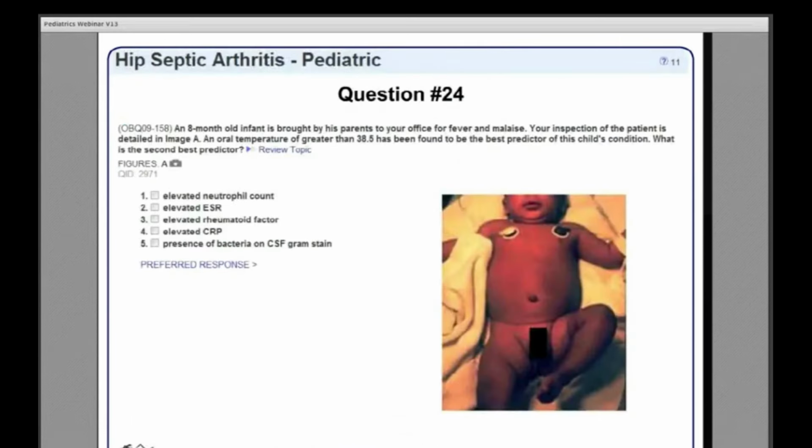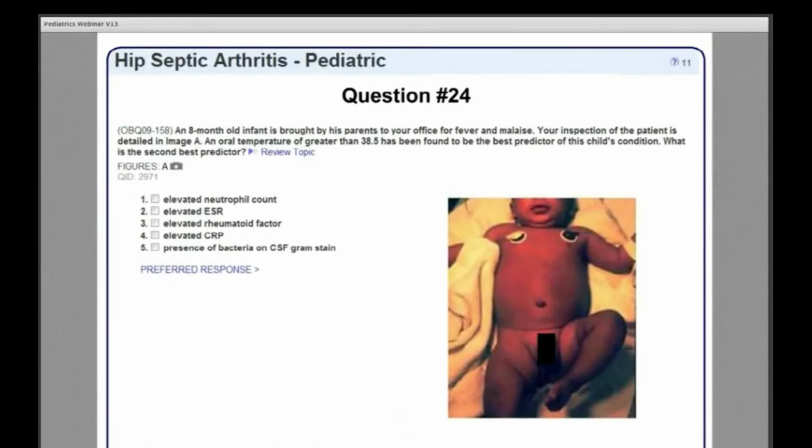The next topic is septic arthritis of the hip. An 8-month-old infant is brought by his parents to your office for fever and malaise. Your inspection of the patient is detailed in Image A. An oral temperature of greater than 38.5 degrees Celsius has been found to be the best predictor of this child's condition. What is the second best predictor?